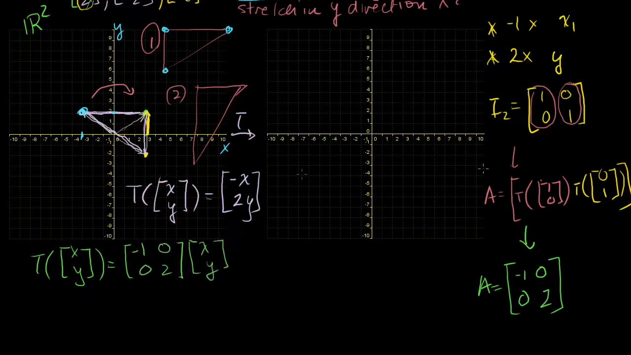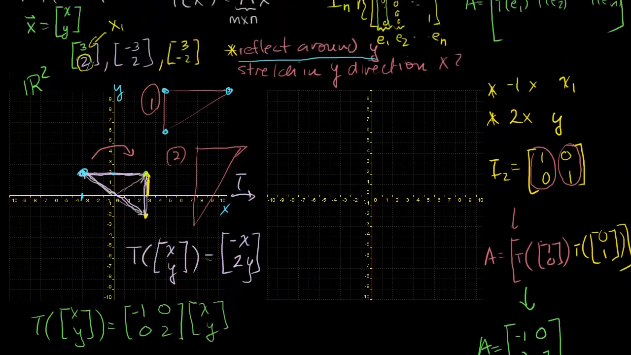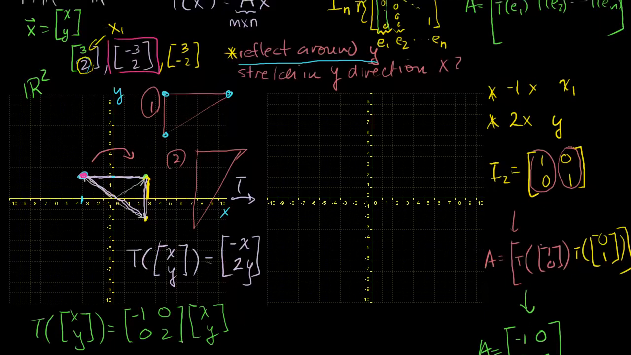And let's apply it to verify that it works, to verify that our matrix works. So this first point, and I'll try to do it color-coded. Let's do this first point right here. This is minus 3, 2. So that's minus 3, 2. So what is minus 3, 2? I'll do it right over here.